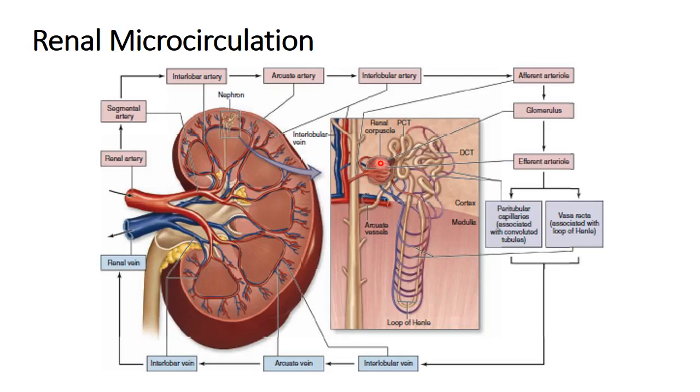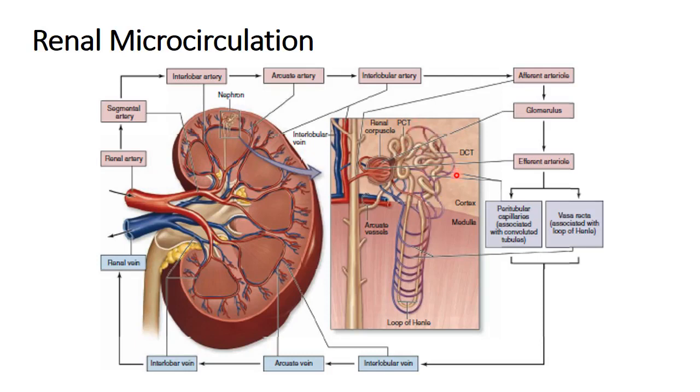These capillaries will then merge together to form the efferent arteriole. This is the efferent arteriole. The efferent arteriole will then form a second capillary system within the kidney. This is called the peritubular capillary system. These are associated with the proximal and distal convoluted tubules here in this area. This is the second capillary system, the peritubular capillary system within the renal cortex.